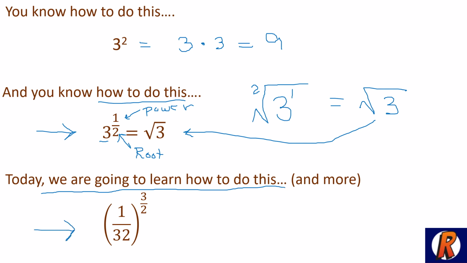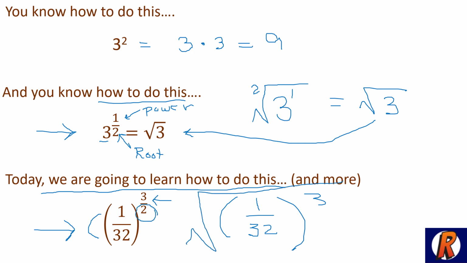All right, so now we've got a fraction. So this is 1 over 32. Remember, the top number is the power. So this is 1 over 32 to the third power. And we're going to take a root of 2. That's a square root. So this is how you write it. Now we can simplify this.